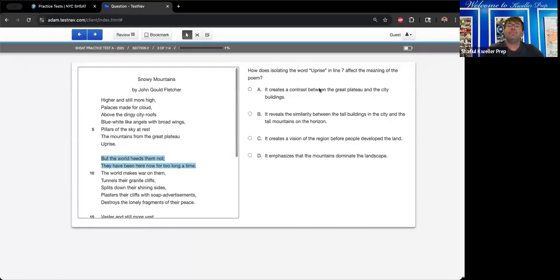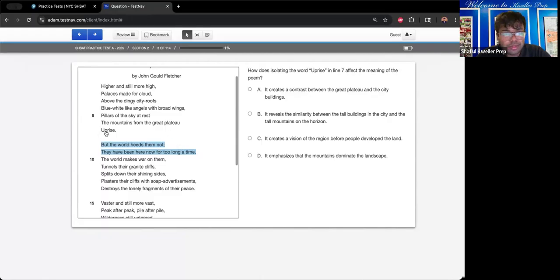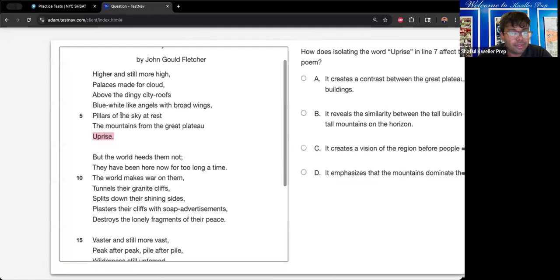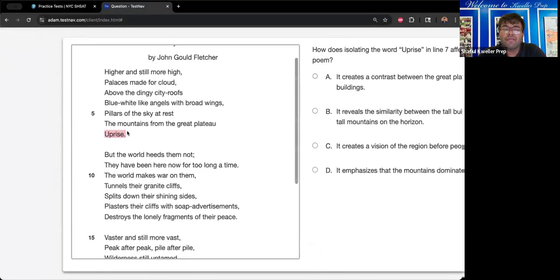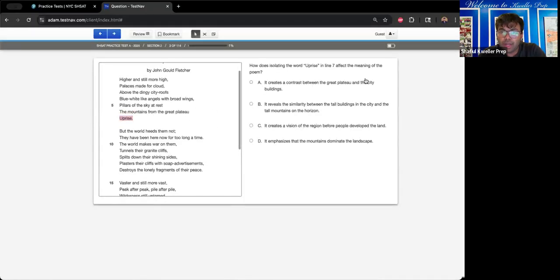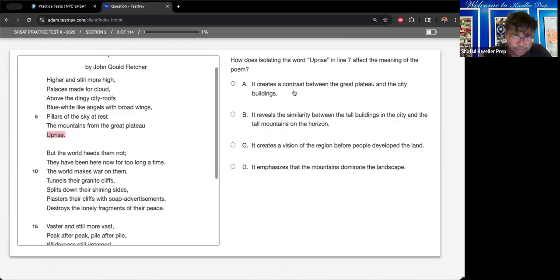How does isolating the word uprise in line 7 affect the meaning of the poem? Where is that? I guess the idea here is that it's talking about how the mountains uprise. Isolating the word puts emphasis on it. Not even looking at the answer choices, it just makes sense. You could have said uprise in this line, but I think here the author wanted to show how the mountains are uprising and kind of standing out. So yeah, it creates a contrast between the Great Plateau and the city buildings.